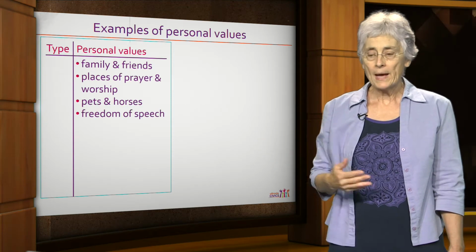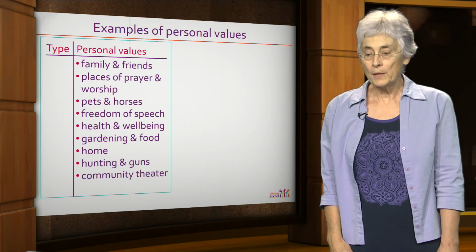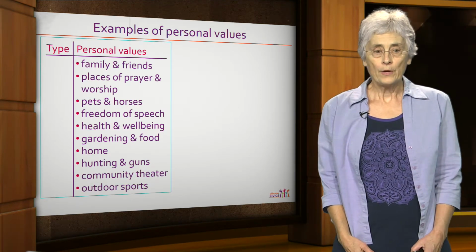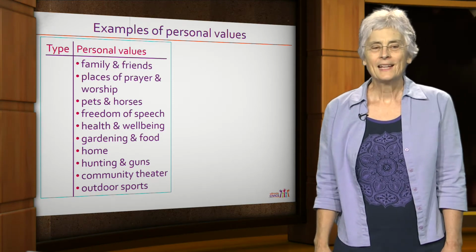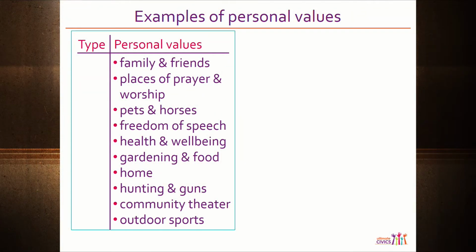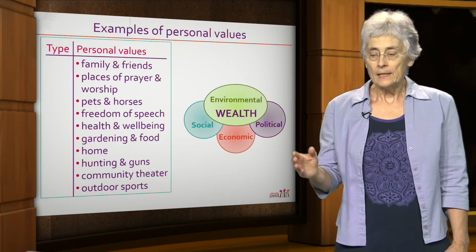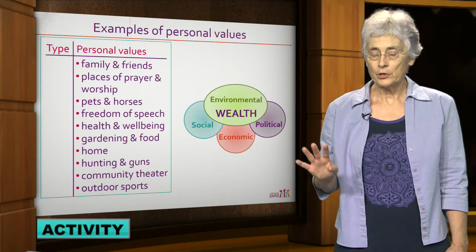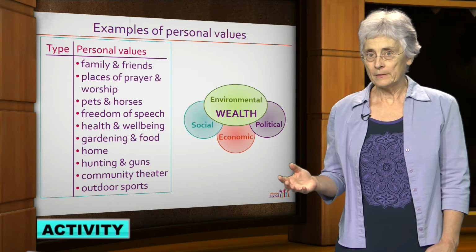So here's a list from past examples: family and friends, places of prayer and worship, pets and horses, freedom of speech, health and well-being, gardening and food, home, hunting and guns, community theater, and outdoor sports. What we do next, also as a group activity, is we categorize our personal values into 4 types of shared wealth. Before we do this, we have to learn about these types of wealth.